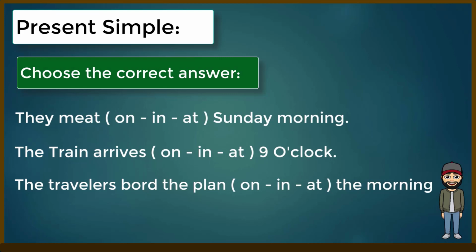So the first one, what do you choose? They meet on Sunday. Why? Because we have Sunday, and Sunday takes on. The second one, the train arrives at 9 o'clock. And because we have 9 o'clock time, so we add at 9 o'clock. And the last one is in the morning, because we have the morning.